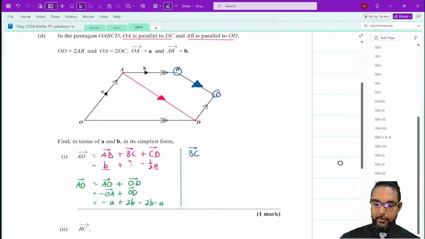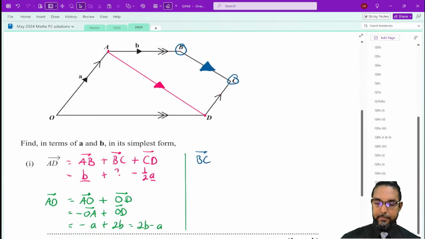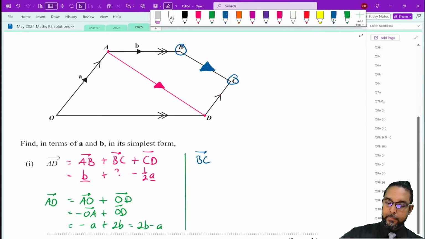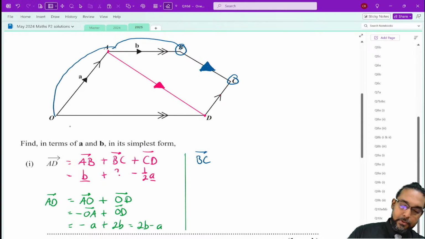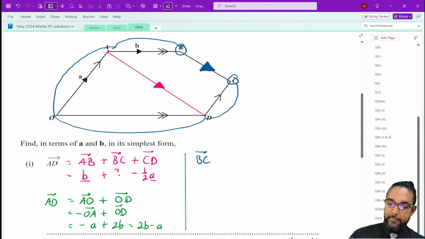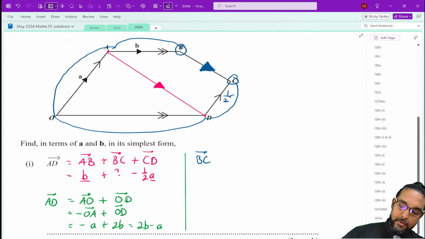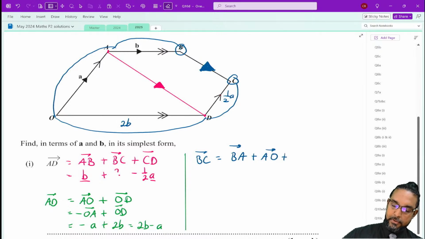Okay, cool. So to go from B to C, it's actually easier than it looks. We only have one way to go. We have to go from B to A to O to D, and then D to C. This is half A on this side, and this is 2B down here. So BC is equal to BA plus AO plus OD plus DC.